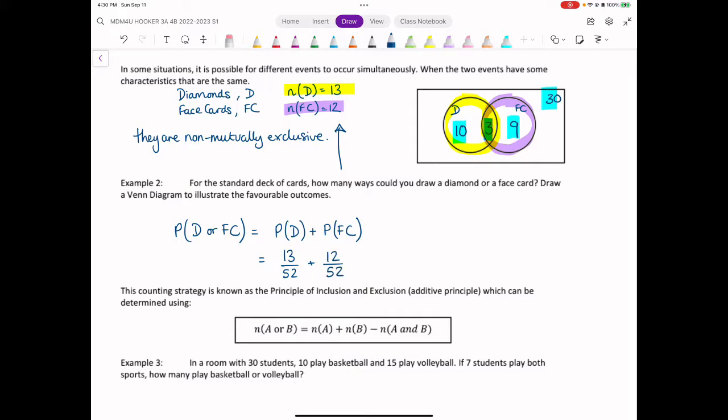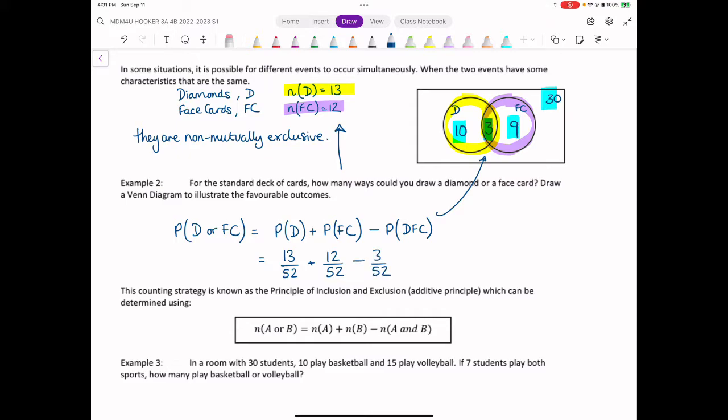But we have to subtract from here the outcome when they both happen. So we have to subtract the probability of a diamond face card, which we know from our Venn diagram here is 3.